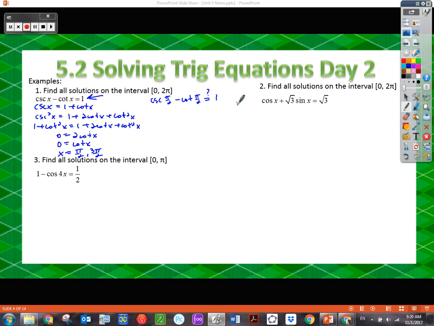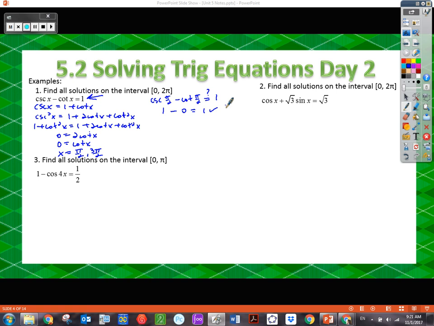Sine at pi over 2 is 1, so cosecant will be also. Cotangent is cosine over sine. Cosine at pi over 2 is 0. Okay, and so that is true. Pi over 2 works. That's a solution.